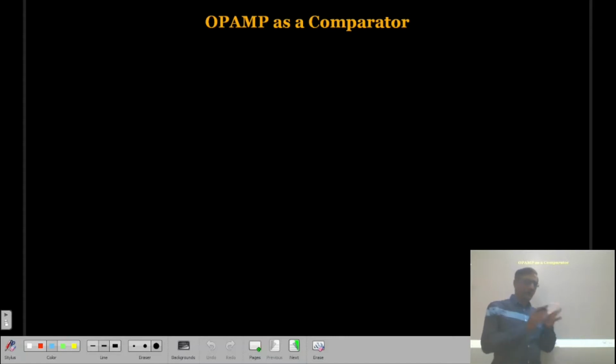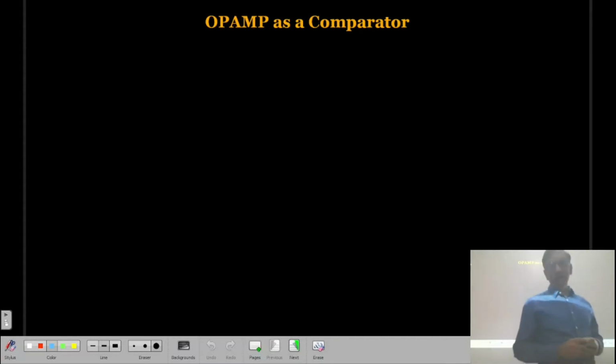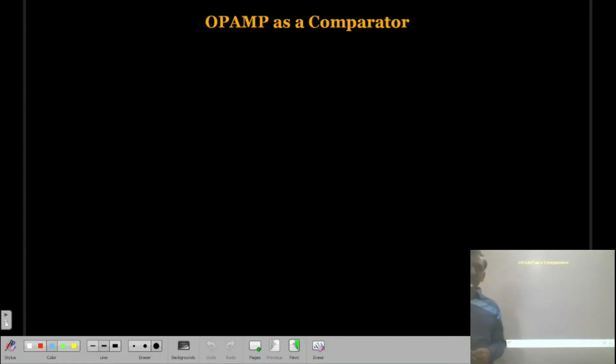For comparing these two voltages, we require a circuit which is known as a comparator. This comparator circuit we can make with the help of the operational amplifier. Now let us see what the basic comparator circuit is.